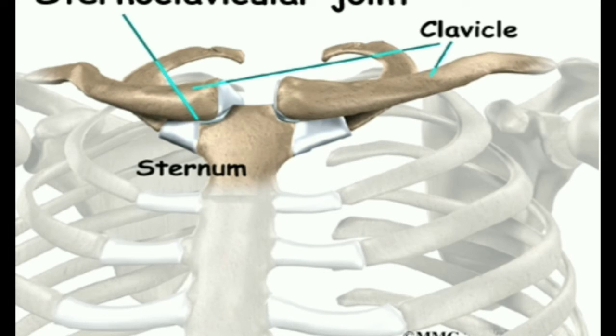So here the rib is attached to the clavicle. This is the first costal cartilage. This rib is attached to the clavicle. So this is the costoclavicular ligament. This costoclavicular ligament has two laminas.